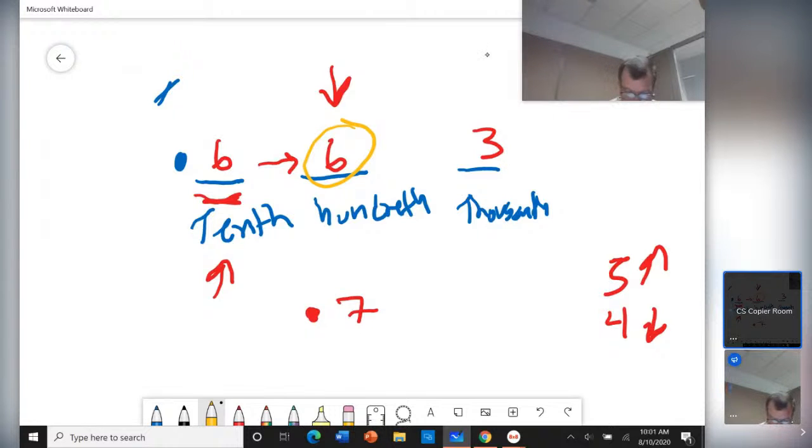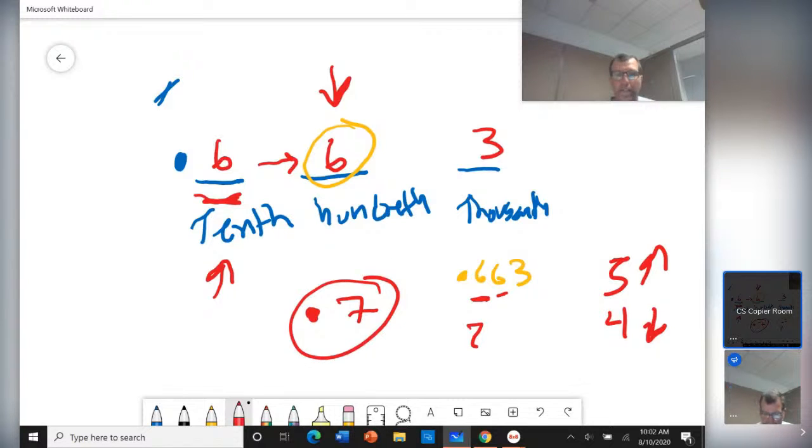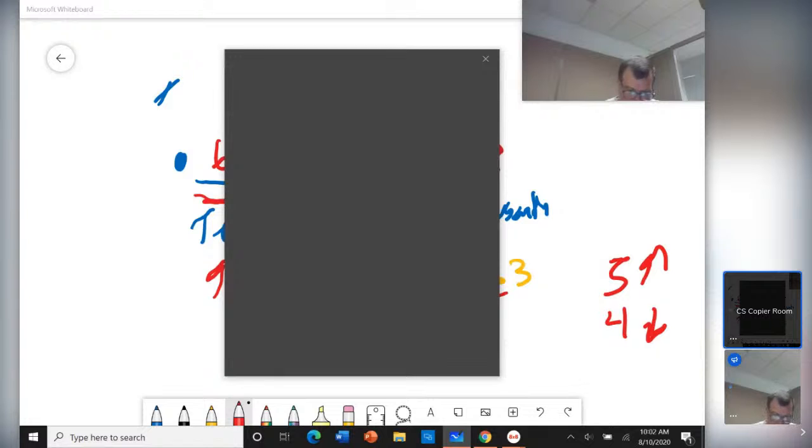So for 0.663, it's saying round to the nearest tenth, which is this number right here, and we're going to look at the number to the right of it. To the right of it is the 6, which means we're going to round that up to 7, and that's how we get 0.7. Okay, let's try another one.